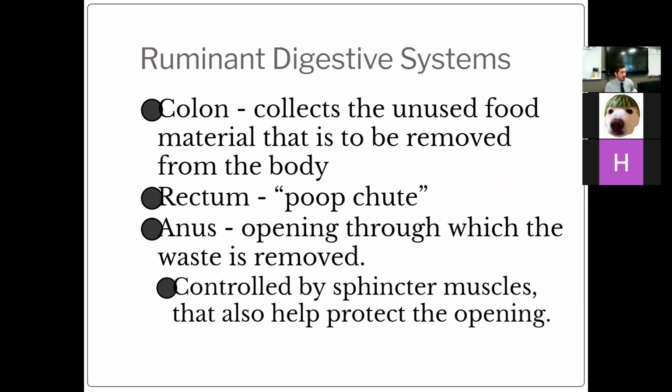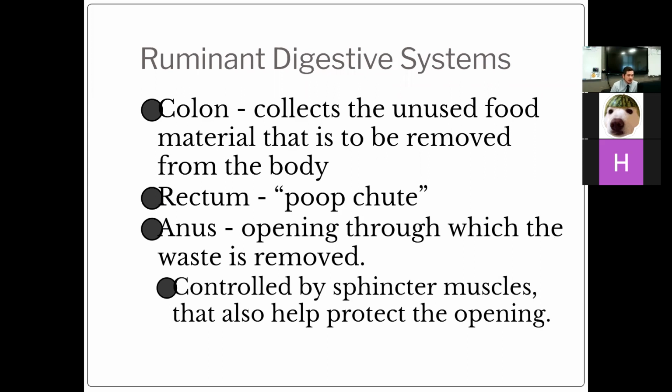Then we're going to talk about the colon, which collects the unused food material that is set to be removed from the body. So our colon is kind of the back end of our small intestine. I'm not going to use this term. They decided to, and I left it in because it's part of your notes, but we're going to call this the rectum, which is where that food material is going to end up right before it is extracted.